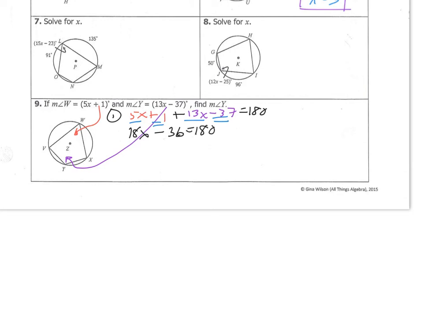So then take 180 and add 36. What do you get? 216. So 18x is equal to 216, and we'll see if 216 is divisible by 18, which it is indeed, equal to 12. But that's not what they're asking, right? As Tristan said, they're asking for y. So then step 2, the measure of angle Y is equal to 13x minus 37.